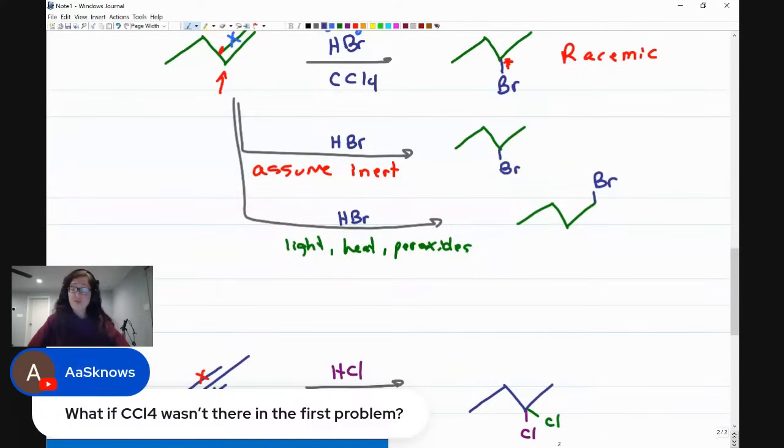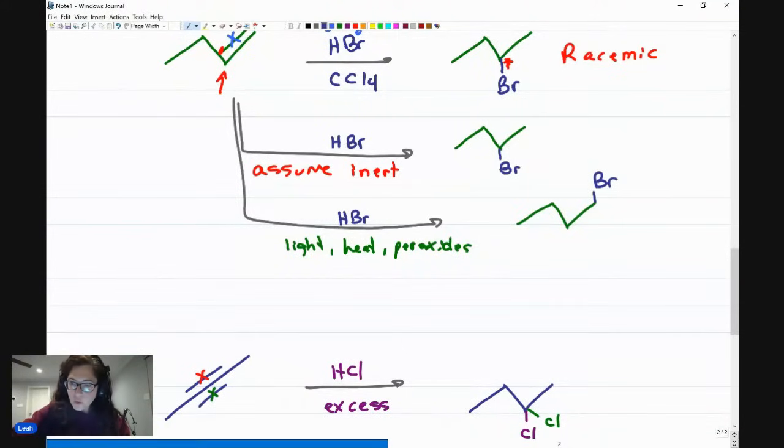This is really useful for synthesis when you want to get a leaving group on the terminal carbon and you have something else going on. All you have to do is turn it into an alkene and then do a radical halogenation. So that was a really good question.